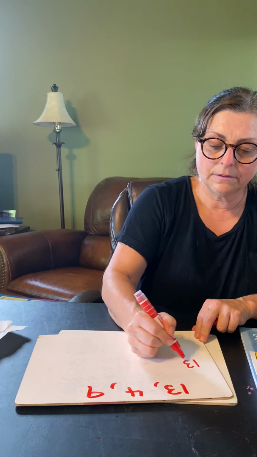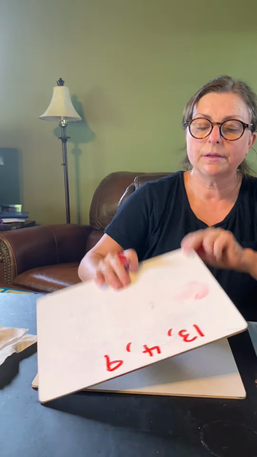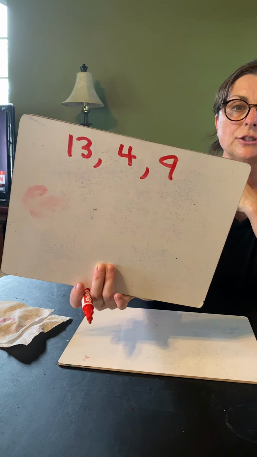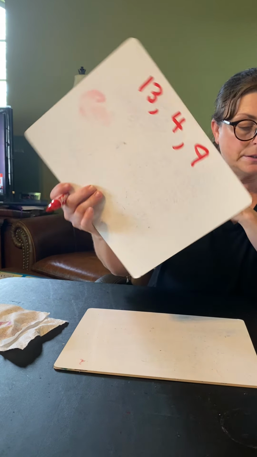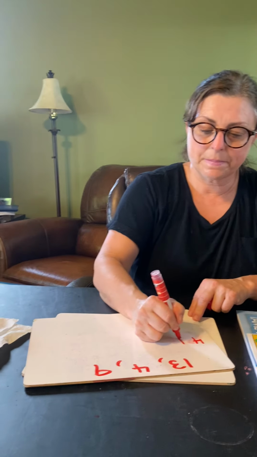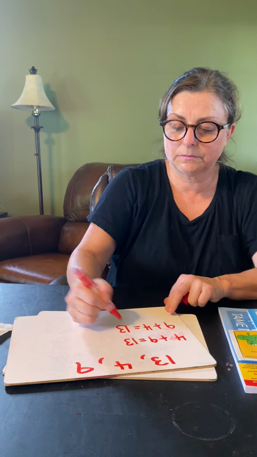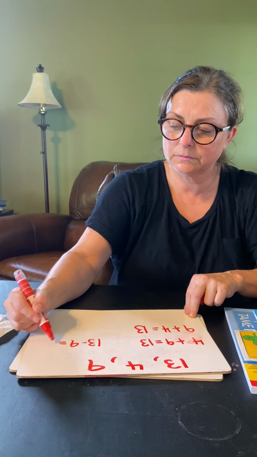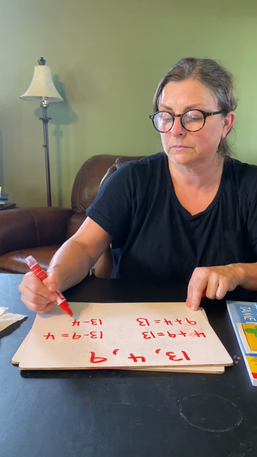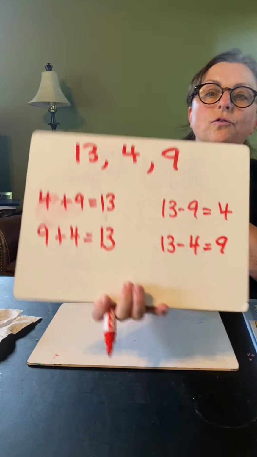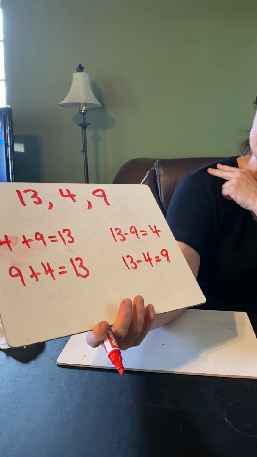And one last set. I think it's kind of fun to review these fact families. One last set of numbers. 13, 4, and 9. 13, 4, and 9. Write out your problems for your fact family. Four plus 9 equals 13. Just switch those numbers around.